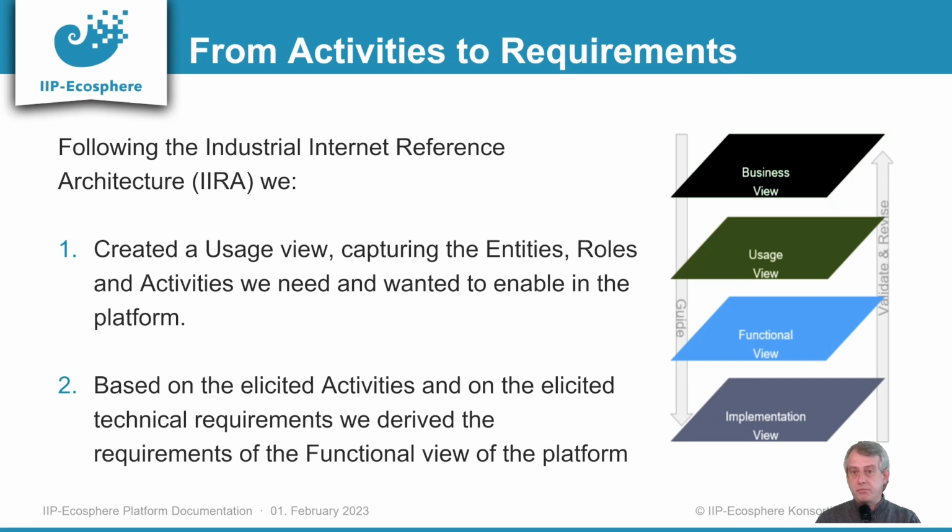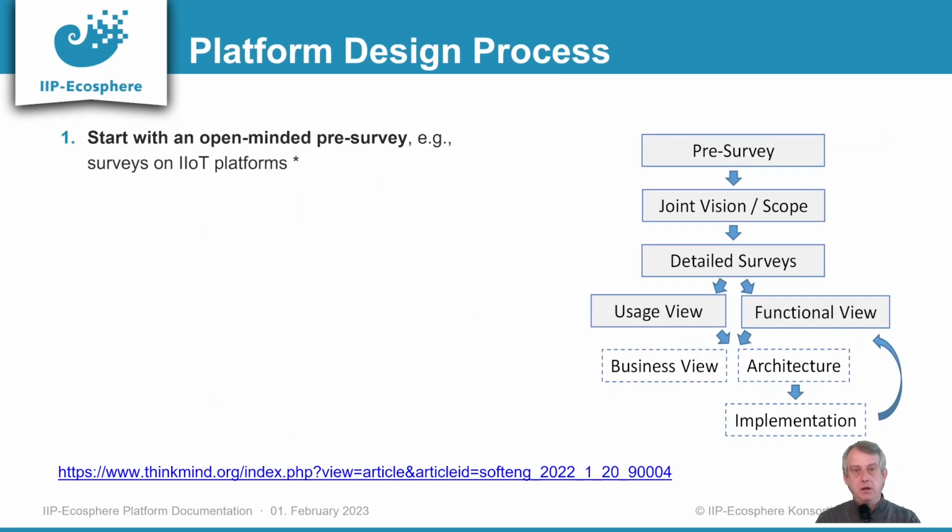Starting from the vision of the platform, the creation of the platform followed the Industrial Internet Reference Architecture approach, in short IIRA. So we start with the usage view, which was created to capture the entities, roles and activities the platform needs to support. Based on the elicited activities, entities and roles from the usage view and the elicited technical requirements, the requirements of the functional view of the platform were derived.